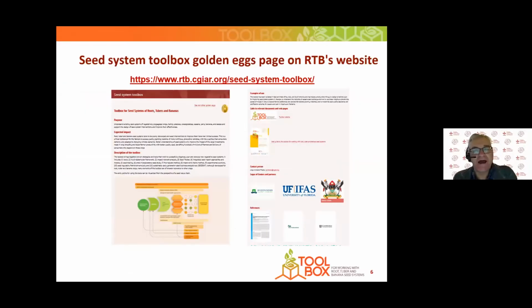If you go to the RTB website with the golden eggs, you will see this landing page, which provides summary information of what the toolbox is all about: the purpose, impact, a little bit of a description, the collaborators. Then you can go on from that to the user guide, and you can also go on to the toolbox itself. If you want a quick introduction, go to the landing page, and of course, you can look at the other golden eggs as well.